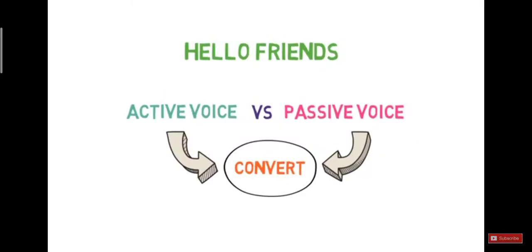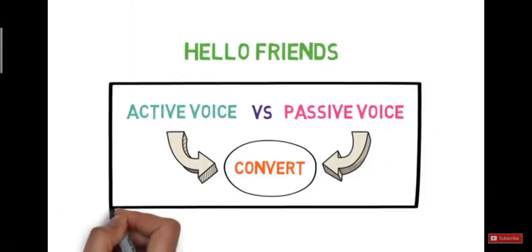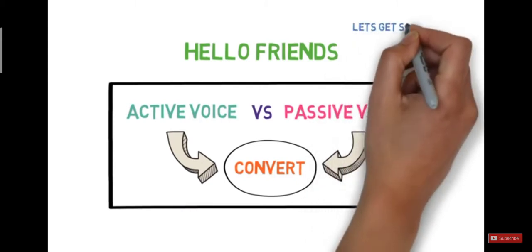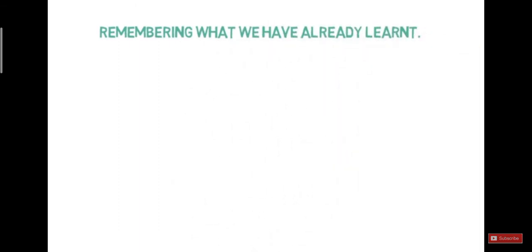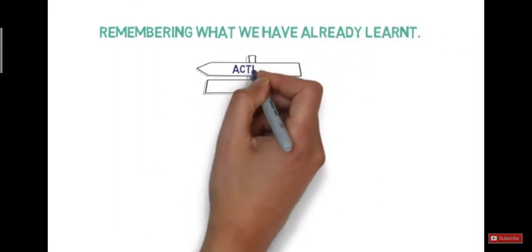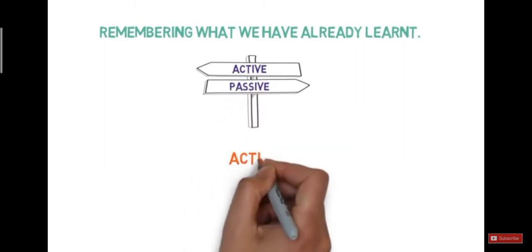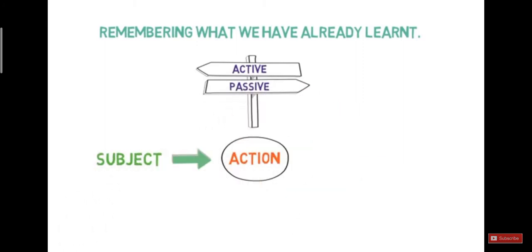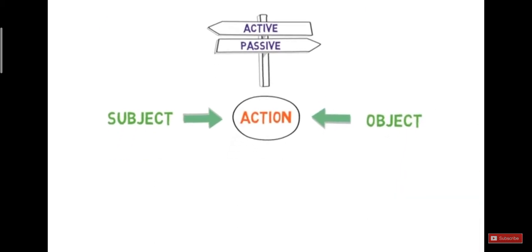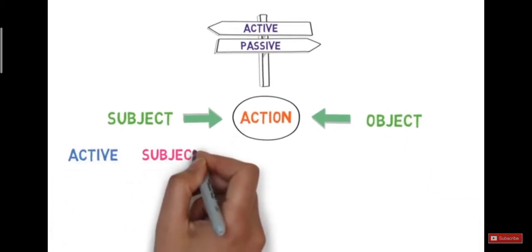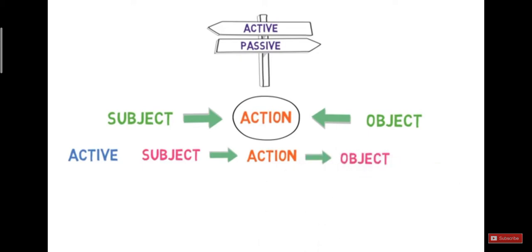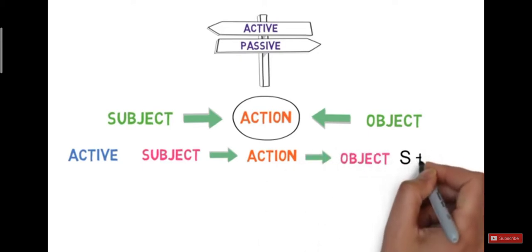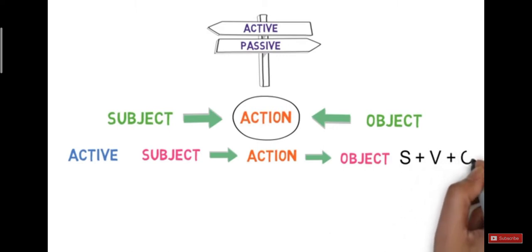So students, today we will learn the conversion of active voice into passive voice or passive voice into active voice. Let's quickly remember what we have already learned. Active, passive. When the subject performs the action over an object, that is known as active voice. Subject, action plus object. This is subject plus verb plus object.